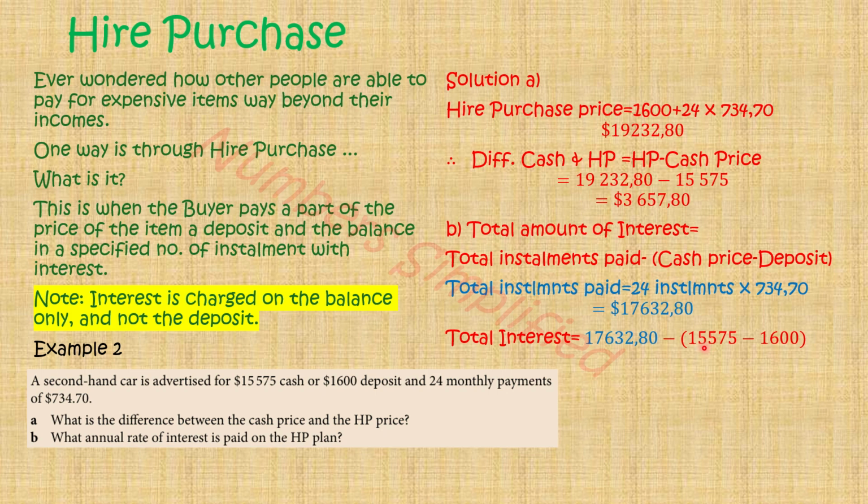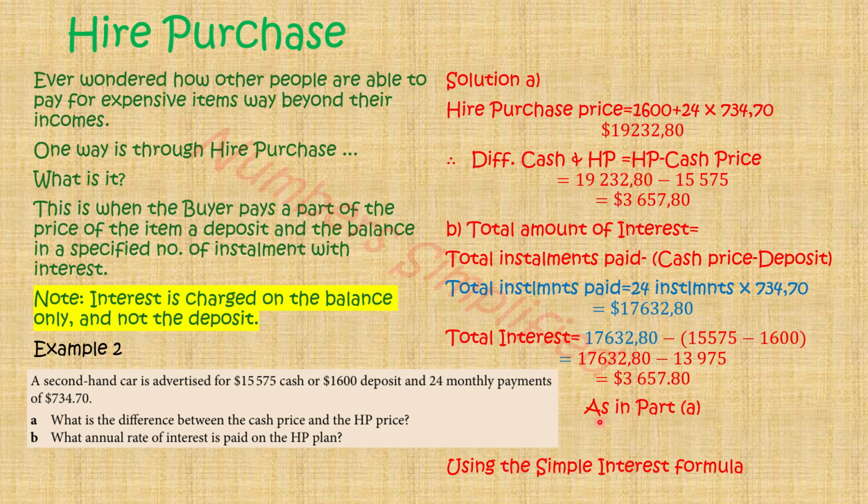Now the total interest becomes that $17,632.80 minus, in brackets, $15,575 minus the deposit of $1,600. So simplifying further, we are going to get $13,975, which we are going to subtract from the total installments paid in 24 months. And that would give us $3,657.80.